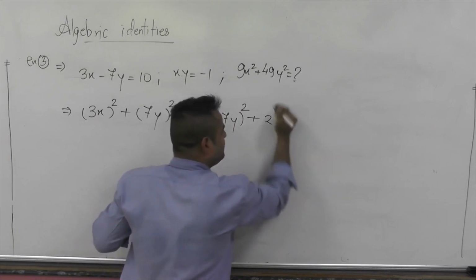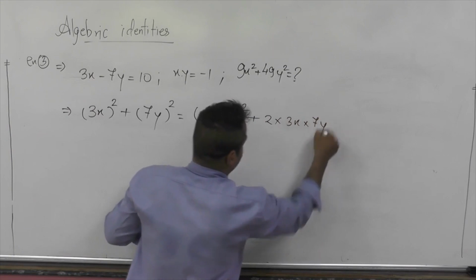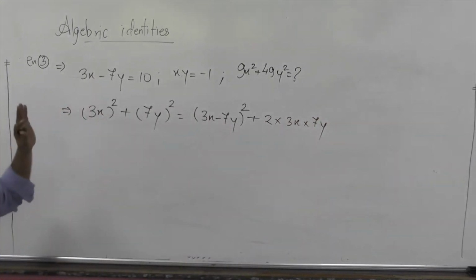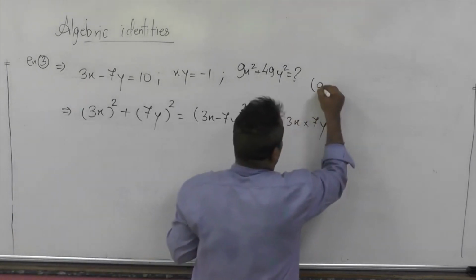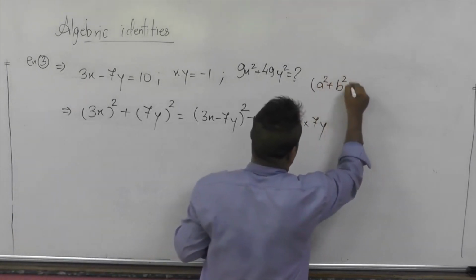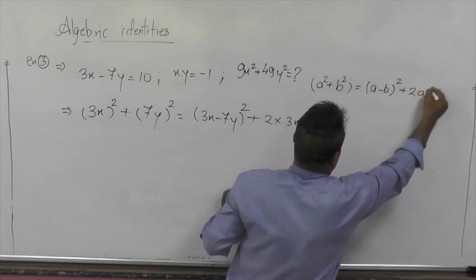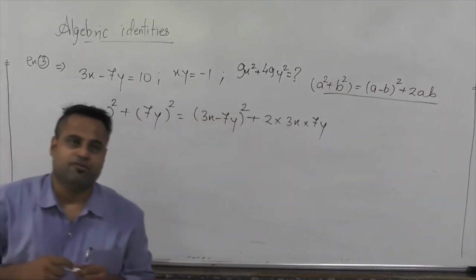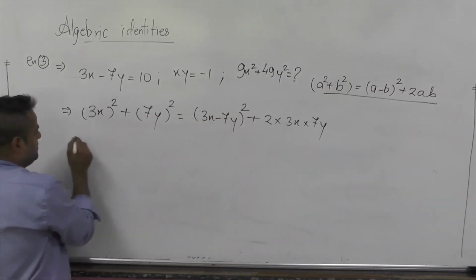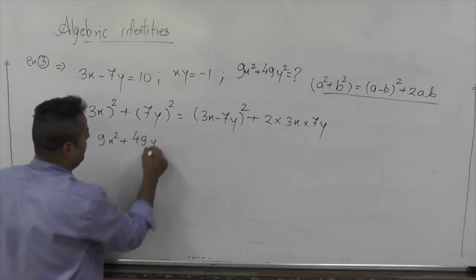So, in terms of x and y, what will come here? 3x and 7y. Okay, likewise we can put the value here. This we have arranged in a formula of a square plus b square in terms of a minus b. So here we are keeping the values. On the place of a and b, we are putting 3x and 7y. Now, this will become 9x square. This will become 49y square.